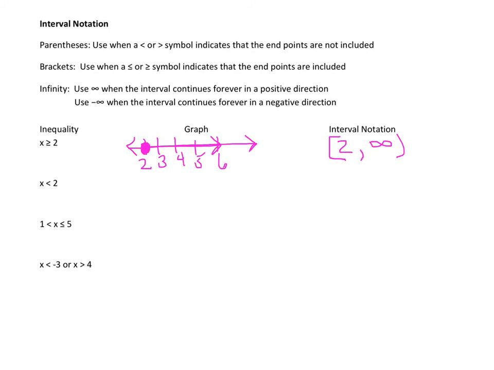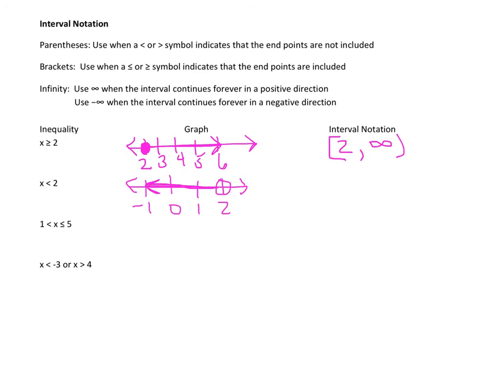So let's try another one. x is less than 2. So I'll draw my number line. 2, 1, 0, -1. An open circle going to the left. This time the arrow is pointing in the direction of negative infinity. So I'm going to start with that. We always start with what's on the left.